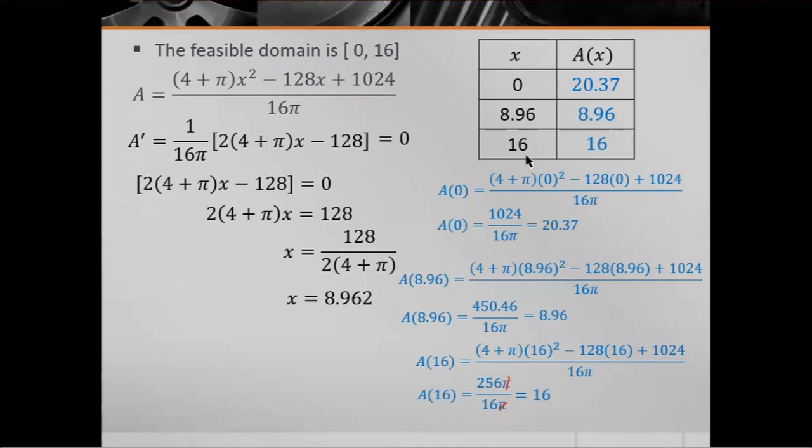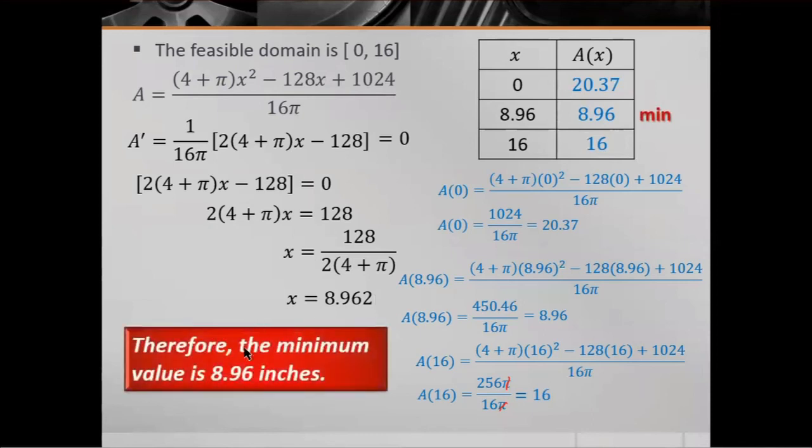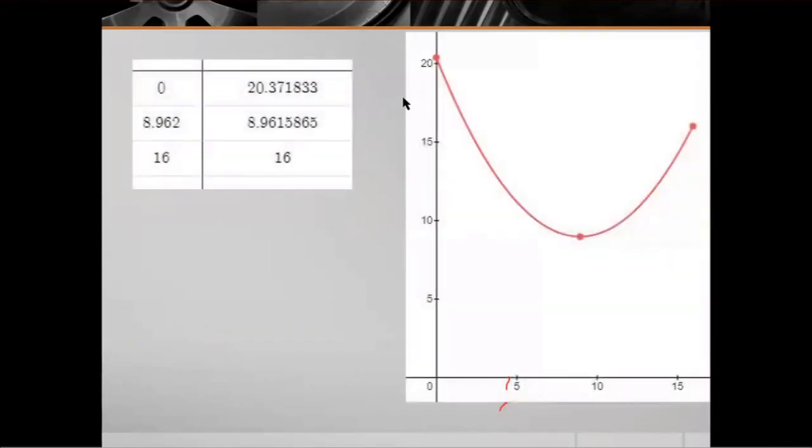So, madali na natin makita kung alin ang minimum value and the minimum value is 8.96. Therefore, the minimum value is 8.96 inches. Pinakita naman natin siya graphically. Ito ang kanya magiging graph. Obviously, pag tingnan natin sa graph ay mapapansin natin na yung kanyang minimum value ay nasa 8.96. Okay?